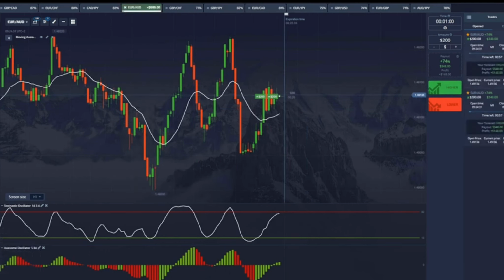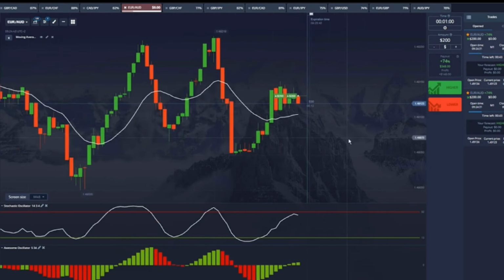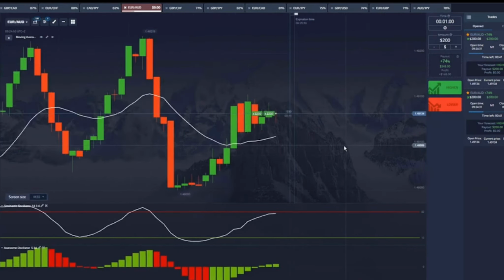Here is a good moment for call option trades, as the stochastic oscillator is at the overbought line, but the awesome oscillator still indicates a strong upward momentum, which means the market will still go upward, giving room for the call option trades to close with profit.